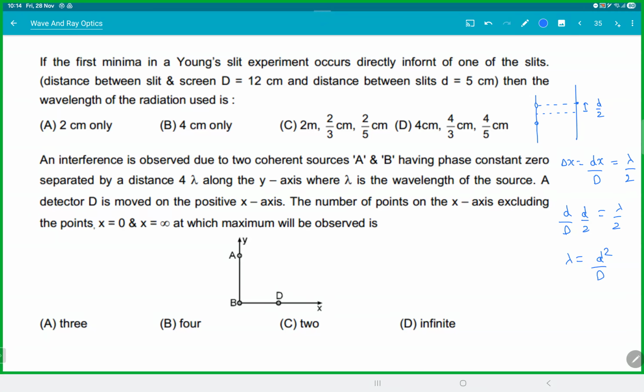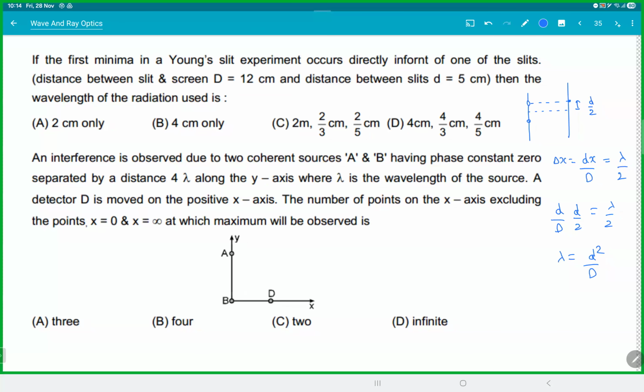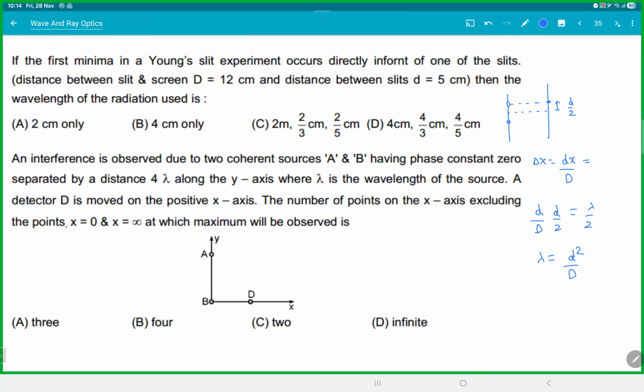And interference is observed due to two coherent sources. So you can substitute the values and check. It didn't say which minima, right? So 2n plus 1 lambda by 2. So d square by 3D, d square by 5D, and so on. So this is our missing wavelengths one.